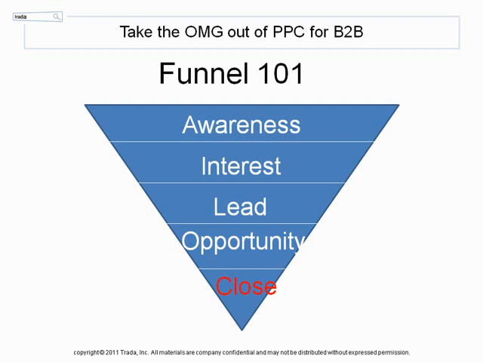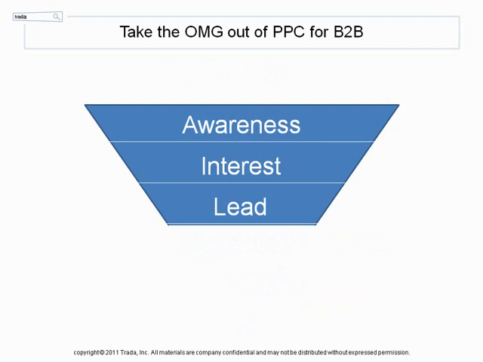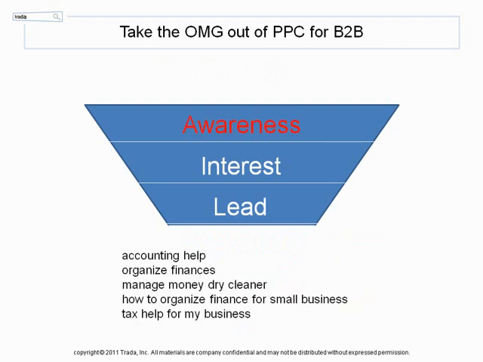So this means in order to target each stage, you can create keywords around each level of the funnel. So we're going to go ahead and keep away from opportunity and close right now because awareness, interest, and lead are really the parts of the funnel that you can target when you use PPC. So we're going to stick to those. So here we're going to create some keywords around each level of the funnel.